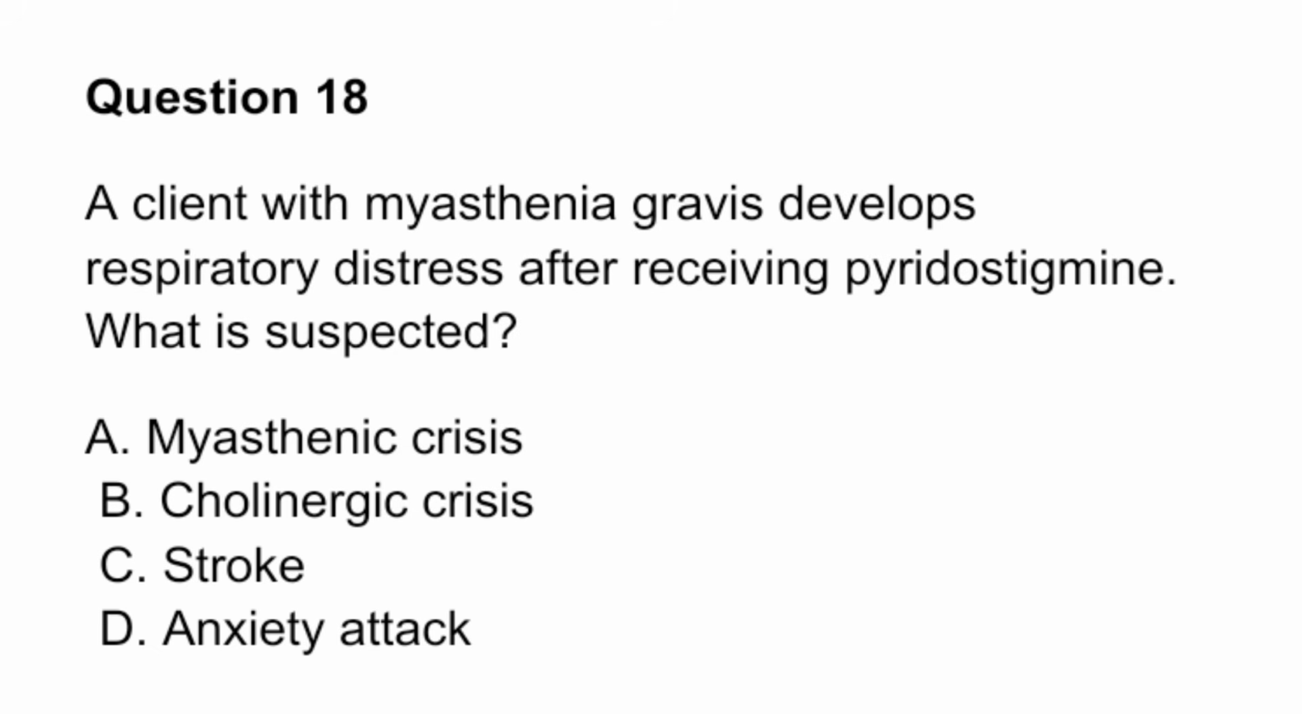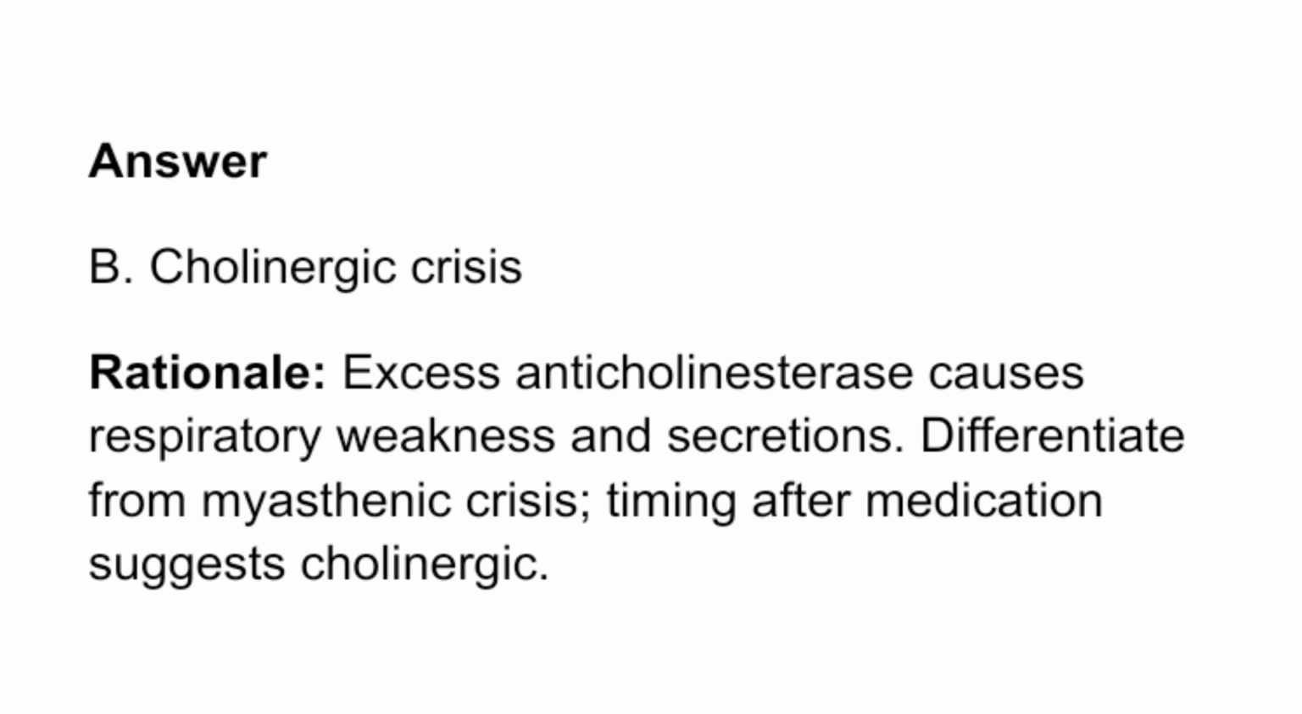Question 18. A client with myasthenia gravis develops respiratory distress after receiving pyridostigmine. What is suspected? A. Myasthenic crisis. B. Cholinergic crisis. C. Stroke. D. Anxiety attack. Answer. B. Cholinergic crisis. Rationale. Excess anticholinesterase causes respiratory weakness and secretions. Differentiate from myasthenic crisis. Timing after medication suggests cholinergic.